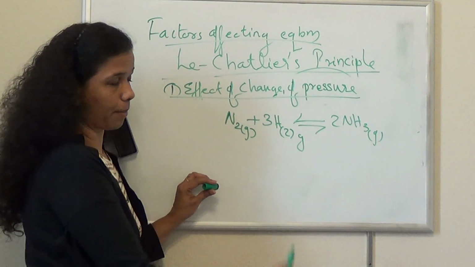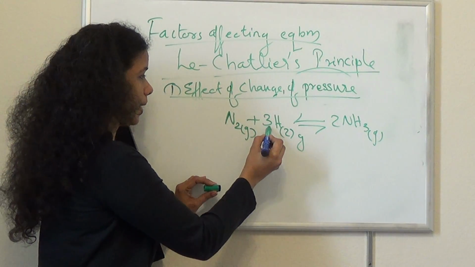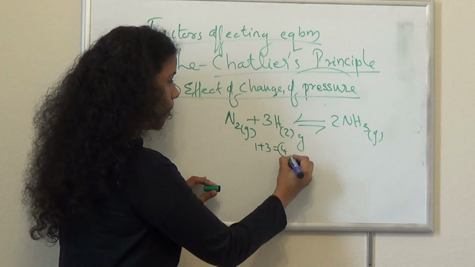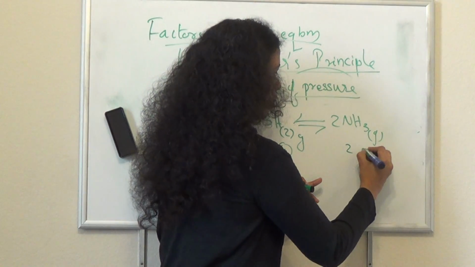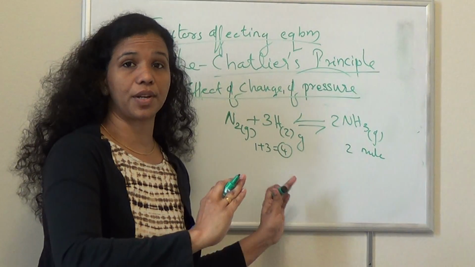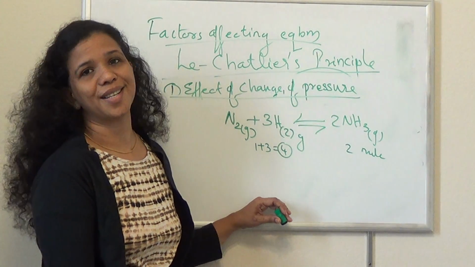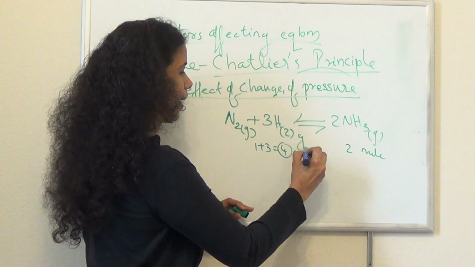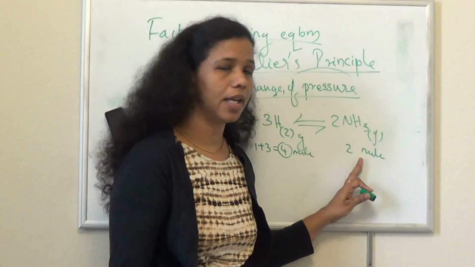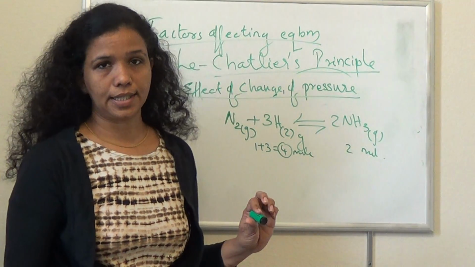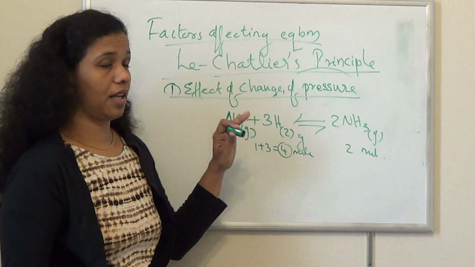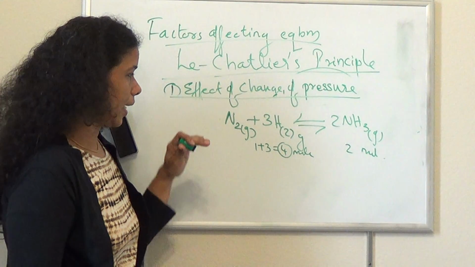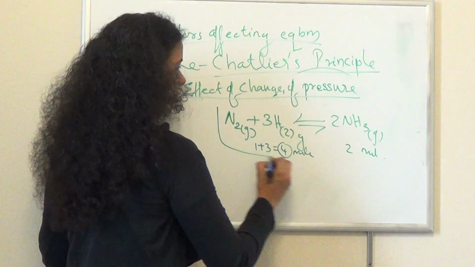Here, 1 plus 3, how many moles of gaseous reactants? We have to consider that also. There are 4 moles. Here there are only 2 moles. So there must be a difference in the number of moles too, otherwise it has no effect. So in the reactant side 4 moles of gaseous reactants, and in the product side 2 moles of products. In this case there is an effect of pressure on equilibrium. So we can discuss how it affects the equilibrium.